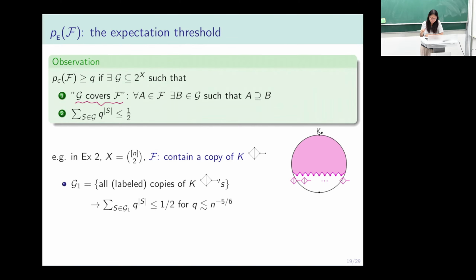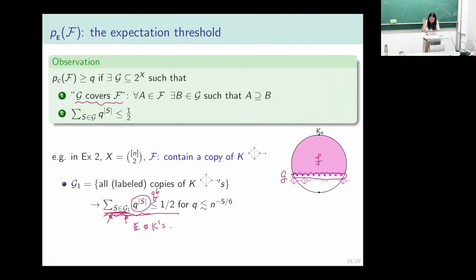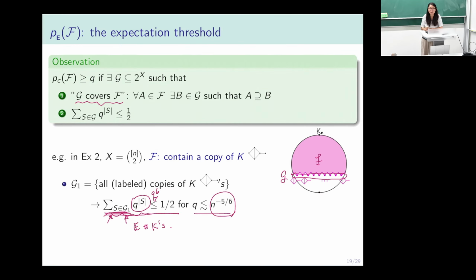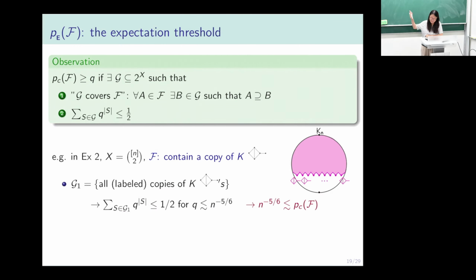And an obvious choice for a cover is this. We collect all of the labeled copies of K. This way, G is simply the minimum elements of F. So obviously, G covers F, right? And in this case, if we do the computation in part 2, then we have this. And you'll notice that this is exactly the expected number of copies of K, right? Because we have Q to the size of S, so this is Q to the 6, and this is the number of potential copies of K. So this is exactly the same as the expectation calculation that we did in the first part, okay? So the second property is satisfied if Q is at most n to the negative 5 over 6. So this means n to the negative 5 over 6 is the first lower bound from this cover.